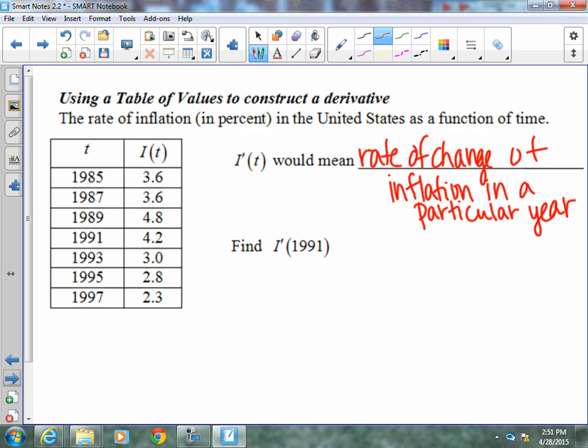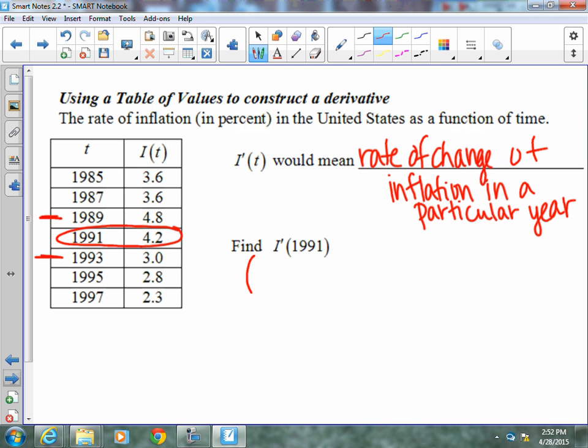Now, if we're finding I prime of 1991, I want the slope here, and we've done this before in section 1.8. We tried to decide how can we find the derivative at a point. Well, if possible, we use a point on either side. If not possible, you use the best you can. So if it's the last point in your list, you would use that point and the point before it. If it's the first point in your list, you would use that point and the point after it. So do your best to use the points on either side if possible.